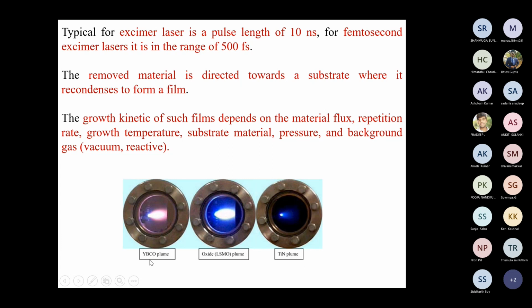You can see that YBCO, the superconducting oxide material, has one plume color, LSMO has a different plume color, and TiN again has a different plume color. So this is a material property, what the plume color will be, and according to this, what laser we are using.